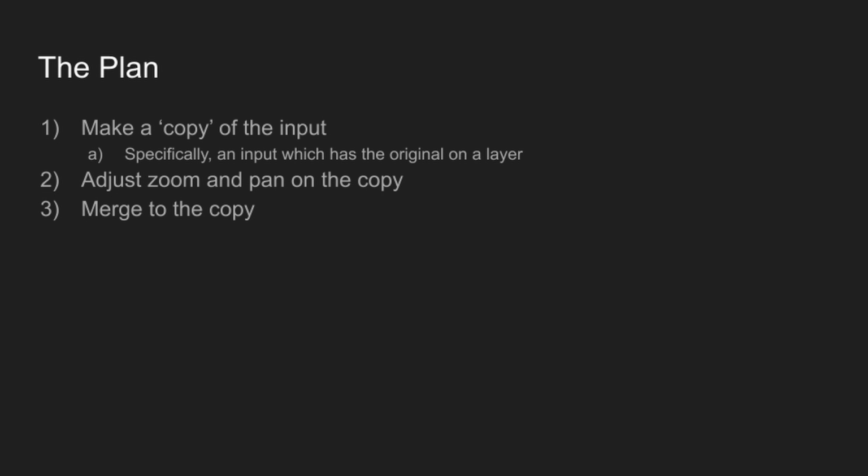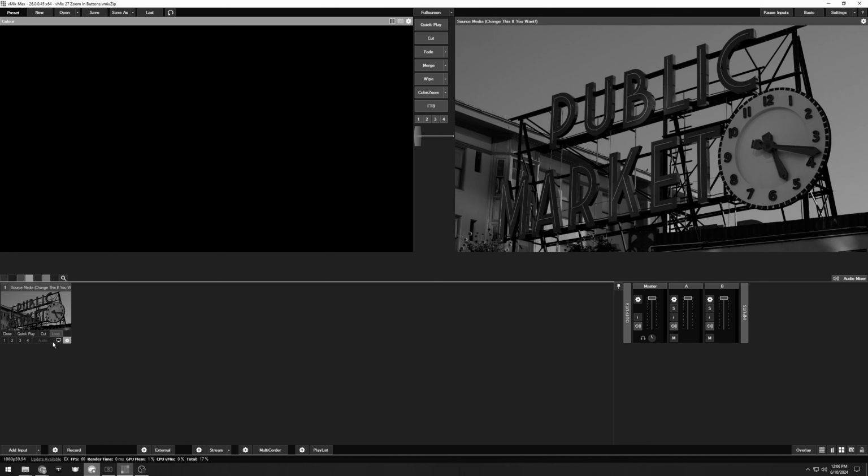Okay, here's the game plan. First, we make a copy of the input. Specifically, we make another input, and then we add the original as a layer on top. Secondly, we adjust the zoom and the pan on that layer. Thirdly, we merge to that adjusted copy, and the result is a zoom.